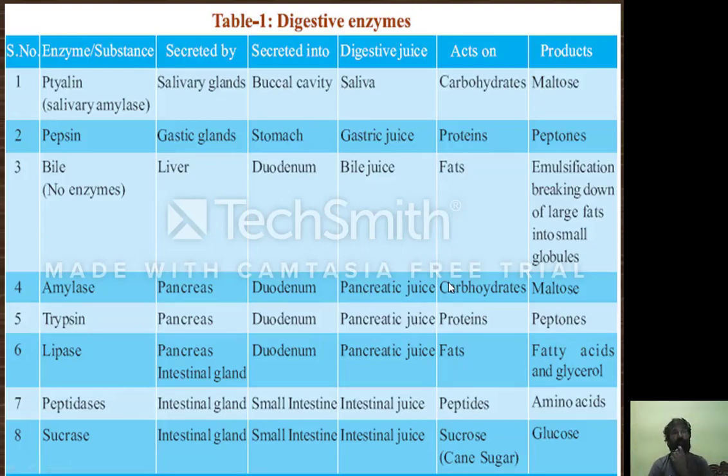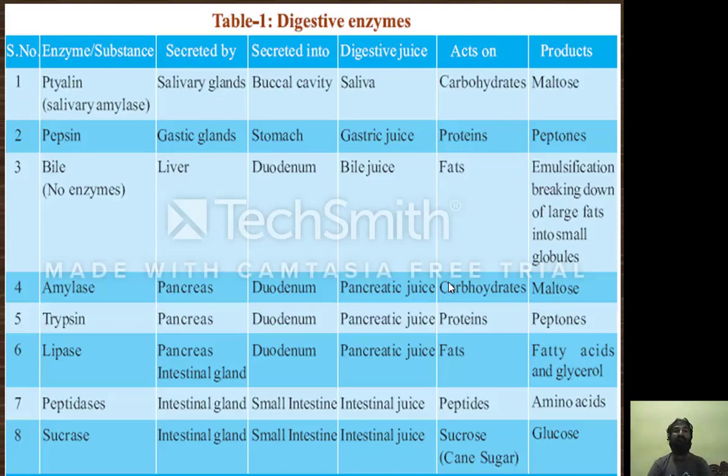Remember one thing: the pancreatic juice contains three enzymes, amylase, trypsin and lipase. The first one, amylase, is related to salivary amylase. Salivary amylase converts carbohydrates into maltose in the mouth only, but here the pancreatic amylase converts carbohydrates into maltose sugars at the duodenum part of the alimentary canal. Now the second enzyme, trypsin, converts proteins into peptones, and lipases act on fats and convert them into fatty acids and glycerols.